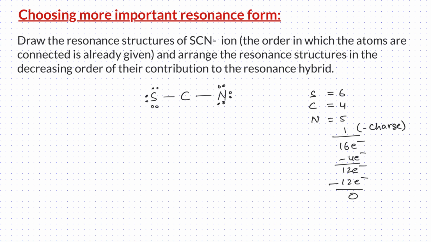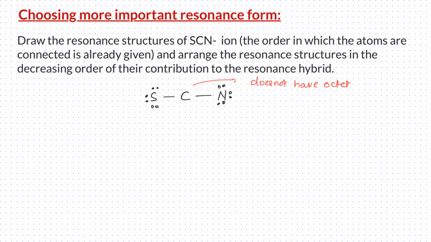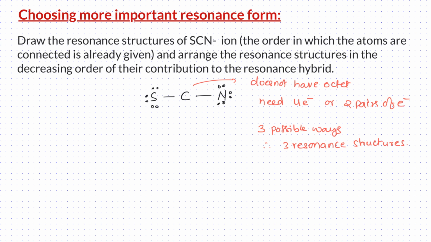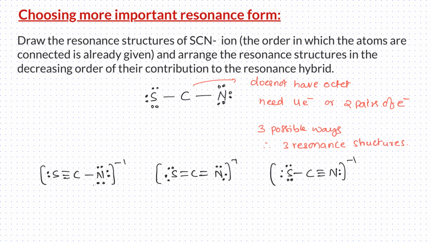The carbon in the middle does not have an octet configuration and needs 4 more electrons to attain it. That is, it needs 2 pairs of electrons. The 2 pairs of electrons can come in 3 different ways: both of them from sulfur, both of them from nitrogen, or one from sulfur and one from nitrogen. These are the resonance structures of the SCN- ion.